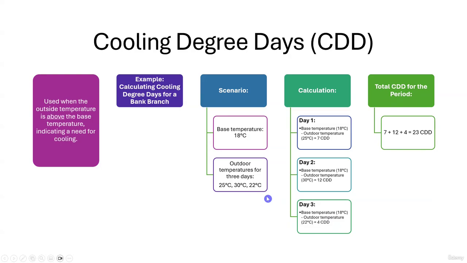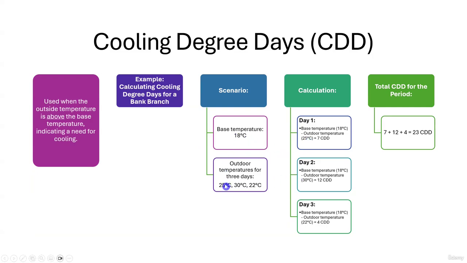The next one is cooling degree days. It's the same concept, but this time the opposite scenario, meaning outside temperatures for the first 3 days are above the base temperature or the reference temperature of 18. If outside temperature is warmer or higher than the base temperature, which is 25, 30, and 22, we need what? Cooling. If outside is warmer, we need cooling. And how to calculate the cooling degree days? Very easy. Again, it is the difference between the outdoor temperature and the base temperature.